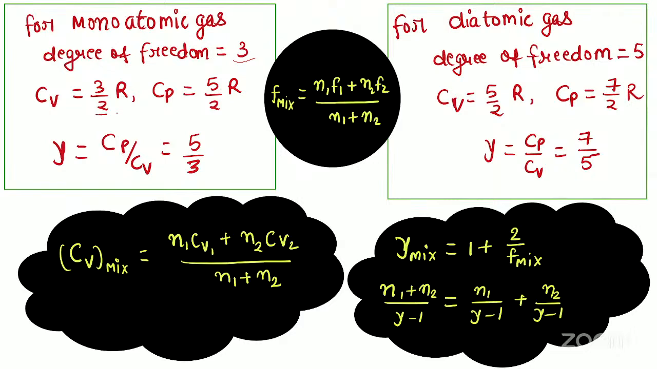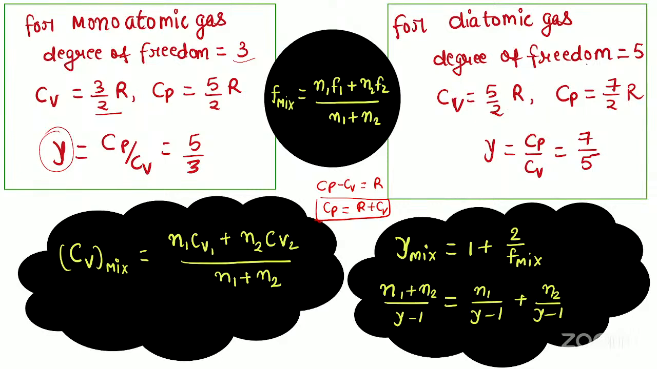Now, if you just know the value of Cv, how to calculate Cp? That we will do with the help of Cp minus Cv is equal to R, which means Cp is equal to R plus Cv. If Cv is 3 by 2 R, just add R to it, it will become 5 by 2 times R. This gamma is nothing but the adiabatic constant, or the ratio of specific heat at constant pressure to the specific heat at constant volume.